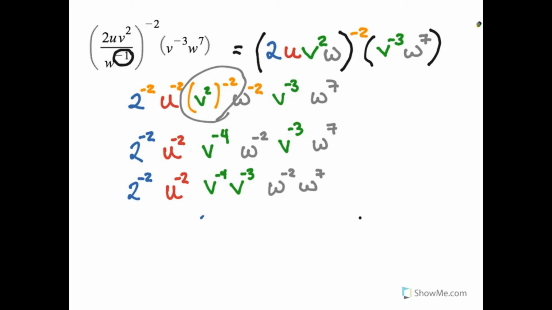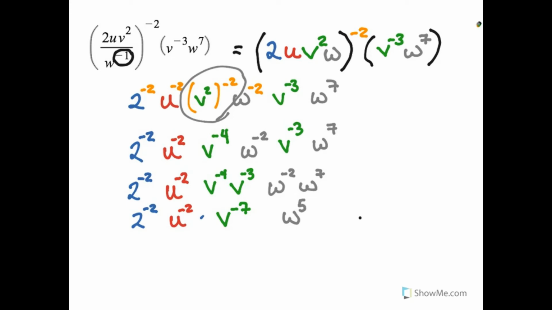Well, now I can simplify those multiplications. v is v to the negative 4 plus negative 3, which is negative 7. w is w to the negative 2 plus 7, w to the 5th. So 2 to the negative 2, u to the negative 2, v to the negative 7, w to the 5th.